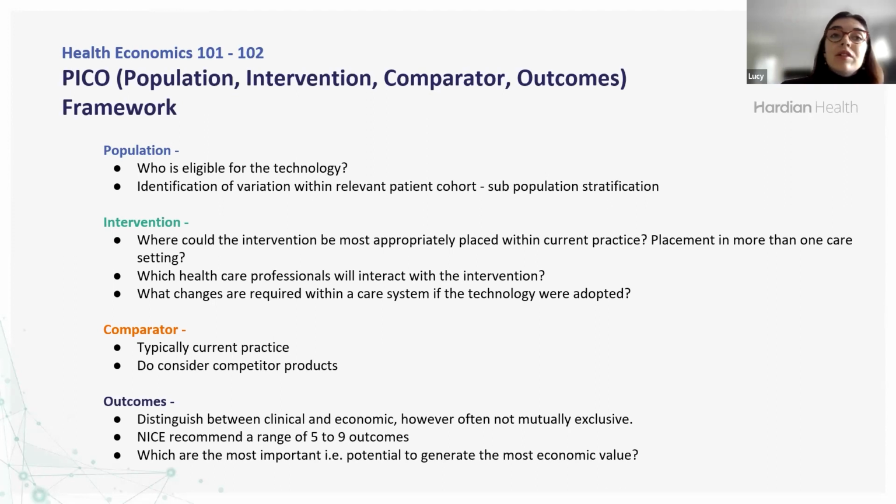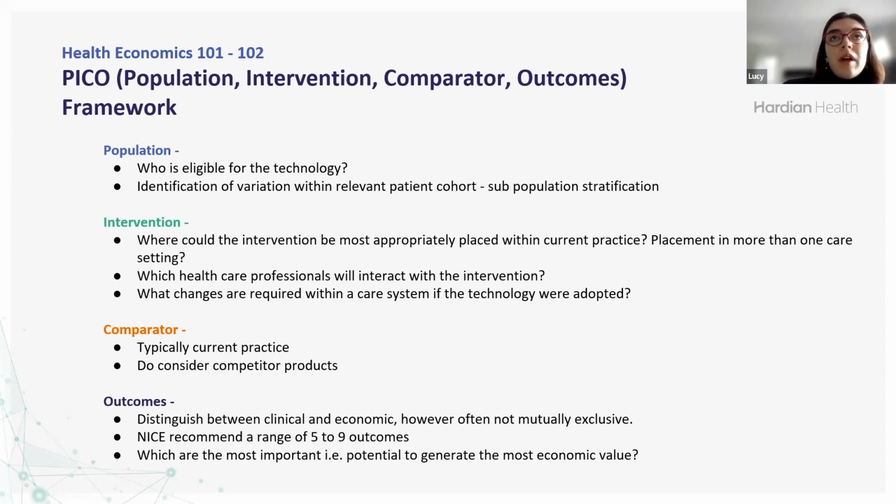And obviously a technology can have a range of benefits and outcomes, but they won't necessarily all be relevant for the health economic value story. And NICE recommend that you generate a list of 5 to 9 outcomes when it comes to looking at the benefits of a technology.